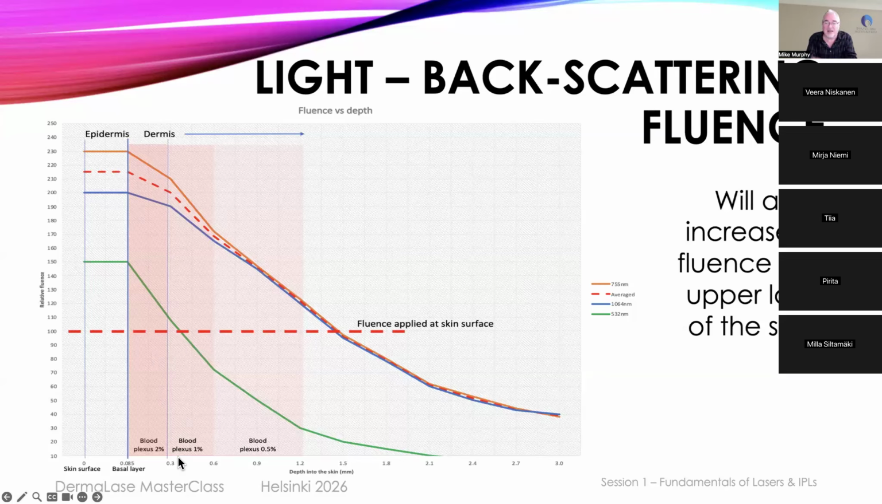So what this is telling us is that in the superficial layers of skin, there's an accumulation of fluence which could potentially cause more damage, especially in the basal layer where you've got all that melanin. So we have to account for that. We've got to say, well, hold on a minute, this could cause a lot of unwanted damage in a region where we don't want any damage at all, in the epidermis and in the basal layer.